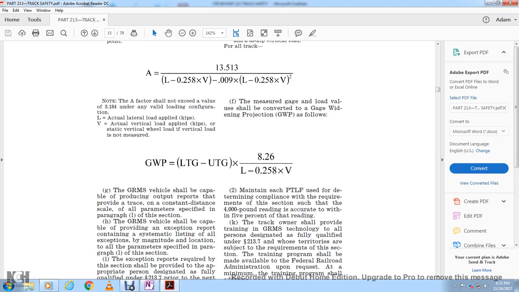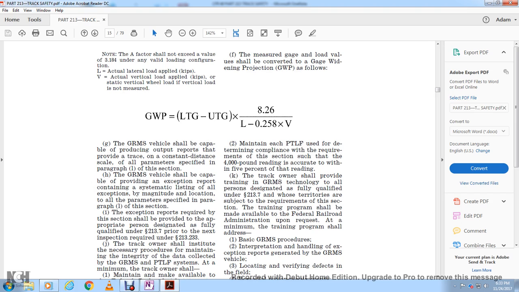The gauge restraint measurement system vehicle shall be capable of producing output reports, producing a trace with constant distance scale with all the parameters specified in paragraph 1 of the section. The gauge restraint measurement system vehicle shall be capable of providing an exception report containing a systematic listing of all the exceptions connected to the location, with all the parameters specified in paragraph 1. The inspections required for this section shall be provided by the appropriate person designated as fully qualified in 213.7. The next inspection required is in 213.233.